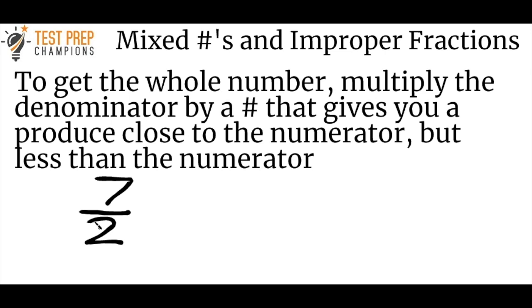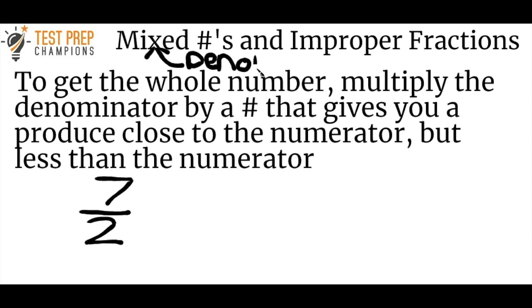So we've got an improper fraction here as our example. 7 over 2 is an improper fraction, and it's an improper fraction because the numerator is bigger than the denominator. We want to take this improper fraction and convert it into a mixed number. So what do the mixed number and the improper fraction have in common? They both have a denominator. They share the same denominator.